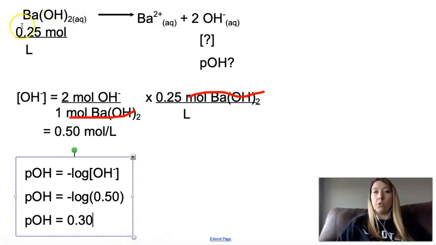Okay, this makes sense. Barium hydroxide is a strong base. This is a relatively high concentration. I would expect to get a very low pOH number, right? Which, if you think about it, would correspond to a very high pH number. Because if I did 14 minus this, I'd have like 13.7, which is a very strong base, which is kind of what I would expect for this type of compound.